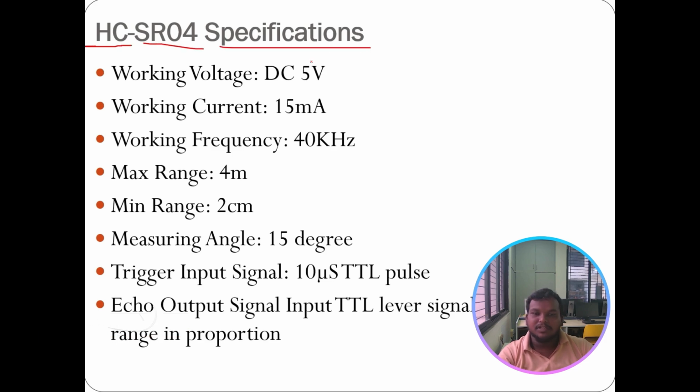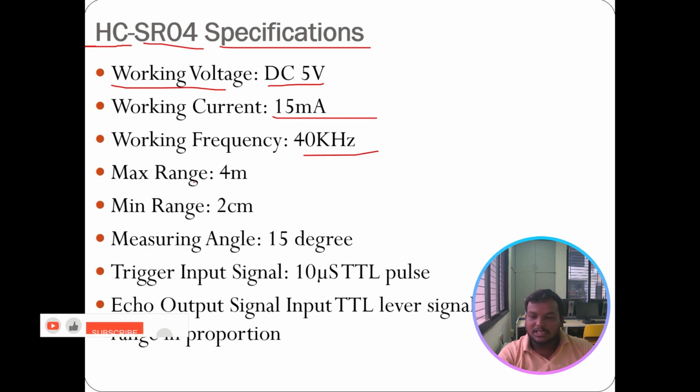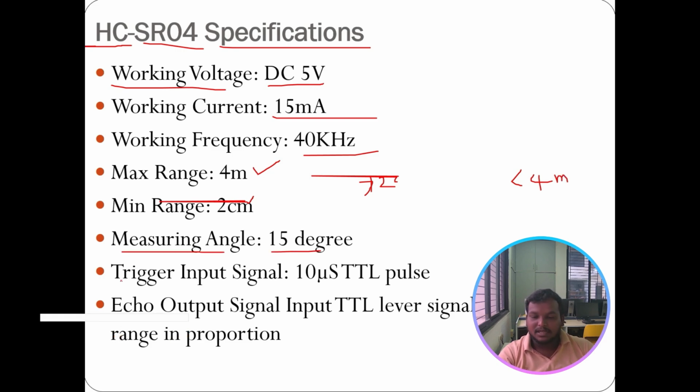HC-SR04 specifications, which means ultrasonic sensor specifications. Working voltage is DC 5 volts. Working current is 15 milliamps. The working frequency is 40 kilohertz. The max range is 4 meters. The minimum range is 2 centimeters, which means less than 2 centimeters can't be measured and greater than 4 meters is also not measured. The measuring angle is 15 degrees. Trigger input signal is 10 microsecond TTL pulse.